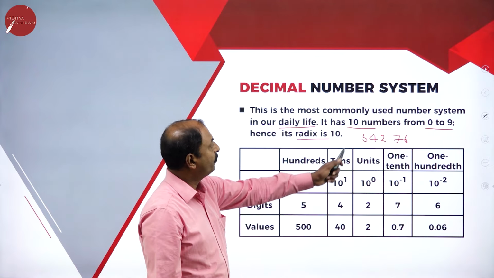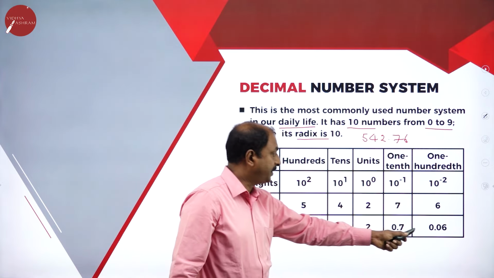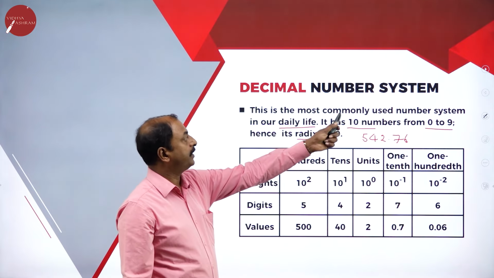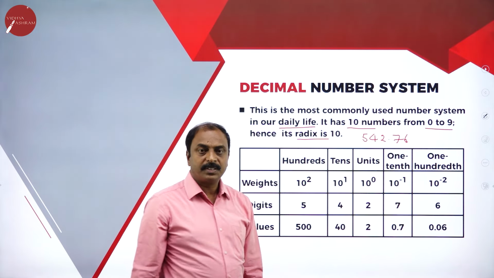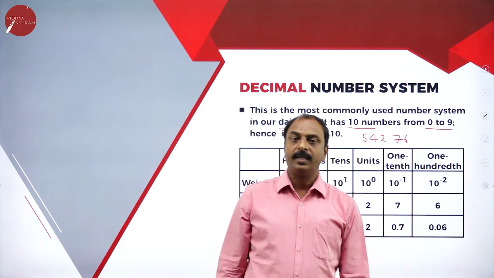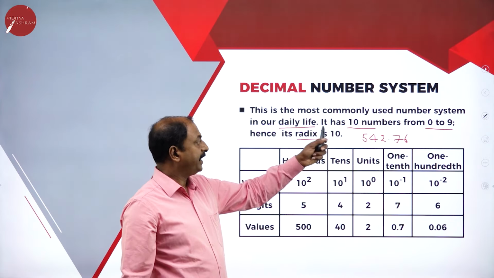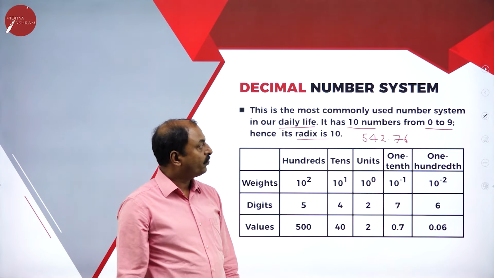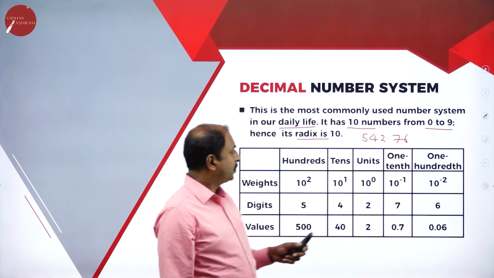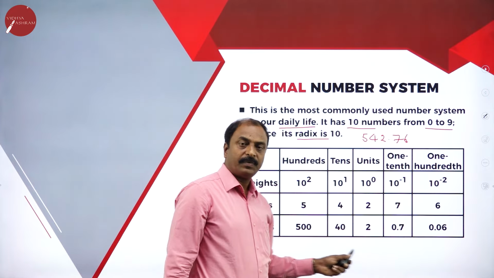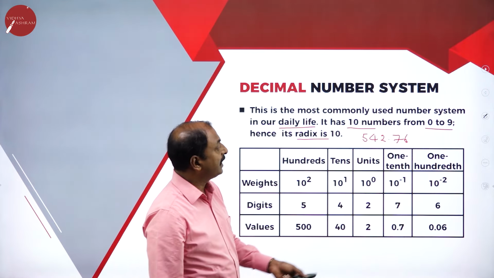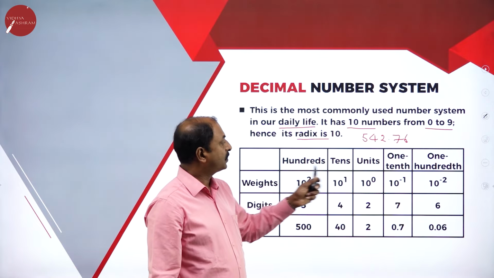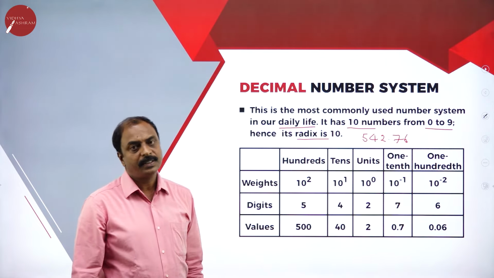For example 542.76, this is how we represent numbers in our mathematics. So this is the decimal number system, a type of number system where the base, the radix, is 10. It consists of 10 digits from 0 to 9. You might have learned this in your junior classes. These are the positions of each digit, so it is called a positional number system.